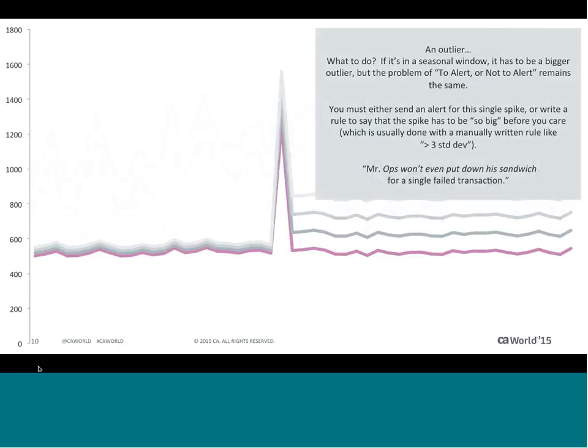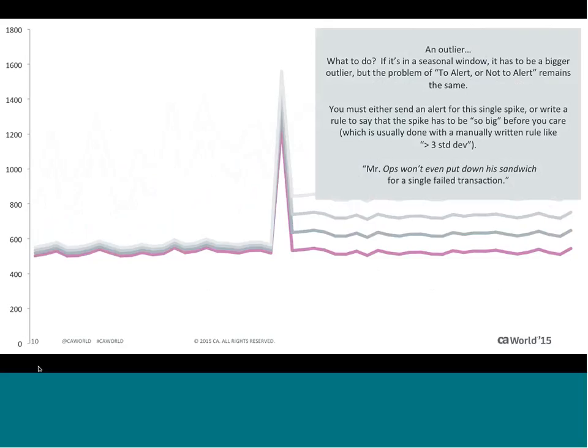Now, one issue is a situation where the application has an outlier, right? And this is just what I was talking about. If the application has an outlier, the automatic alerting system has to make a decision. Do I send an alert and risk bugging Pete, the operations guy, or do I decide, you know what, that spike wasn't big enough, so I'm not going to send an alert? Maybe the customer set a rule. They have regular spikes in this application, so they had to write a rule to say it's got to be bigger than a breadbox before the alert goes off.